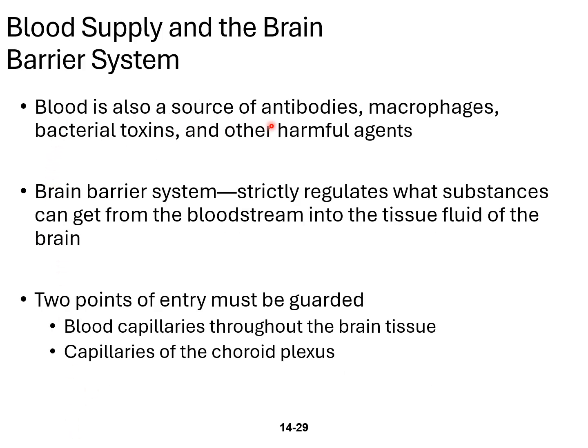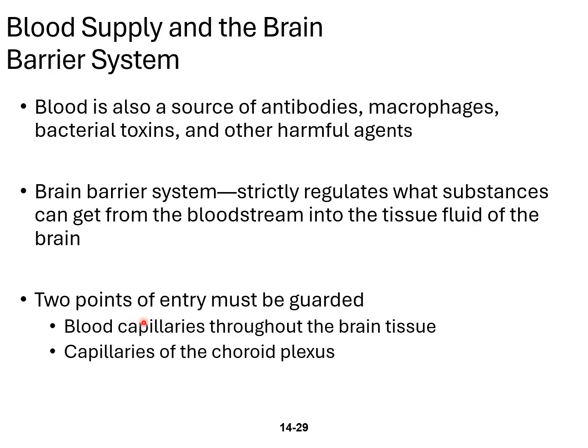Blood is also a source of antibodies, macrophages, bacterial toxins, and other harmful agents. So there needs to be a way for the brain to limit what actually makes it into the brain or spinal cord. And that's going to be the blood-brain barrier. I mentioned how it does this, but I'm going to go into a little more detail on how it's actually going to do that.